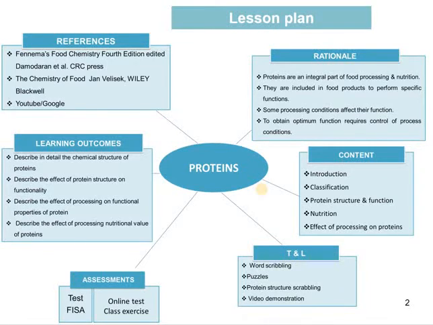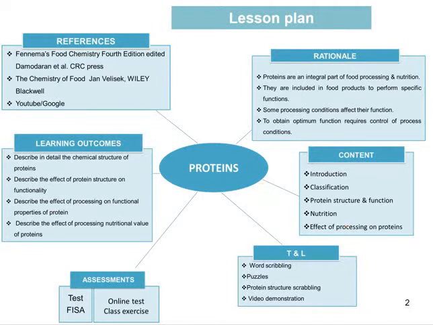And lastly, in terms of the assessment, so how we're going to assess whether you understand the work, we're going to do some online tests on Blackboard and some class exercises, which are embedded within the PowerPoint presentation. And in terms of the summative assessment, you're going to do a Test 2, and then the FISA.